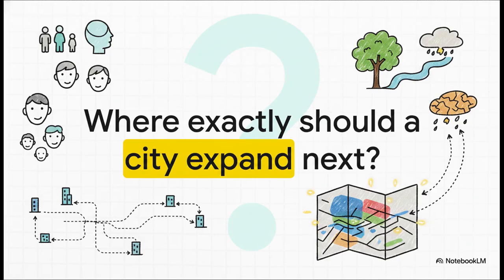Okay, let's dive into this. How do we know exactly where a city should expand next? It's honestly like a massive, high-stakes puzzle. You have to consider population growth, environmental hazards, existing infrastructure, protected natural resources, the whole shebang. You really can't just guess. You need precise, actionable intelligence. And solving this mystery, well, it requires powerful tools that can visualize and analyze thousands of data points at once.